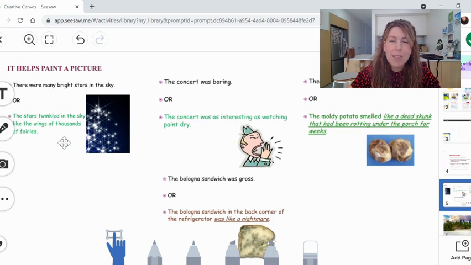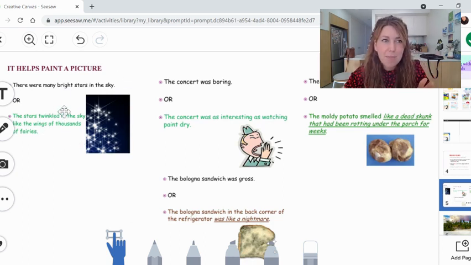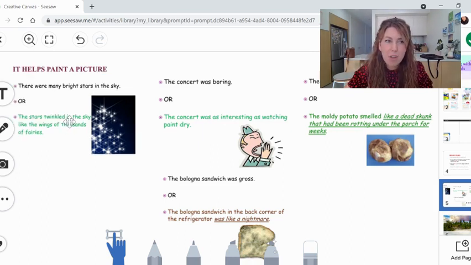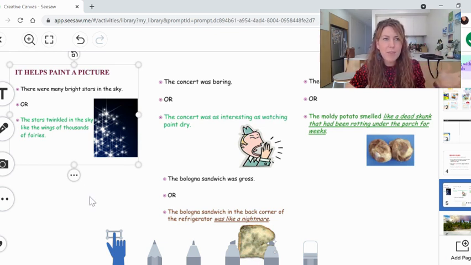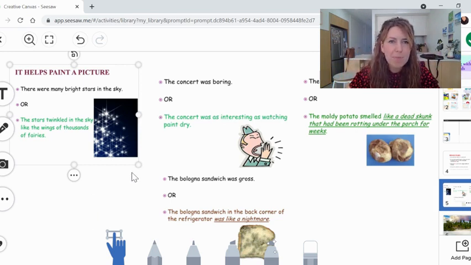Now, we've been saying it helps paint a picture, and this is the difference between using similes and metaphors and not. So you could say, there were many bright stars in the sky. Or you could say, the stars twinkled in the sky like wings of thousands of fairies. Suddenly it makes a beautiful image in my mind. You've painted a picture with your words.